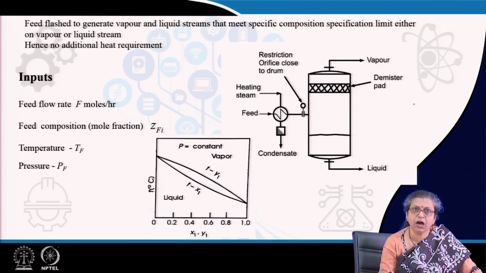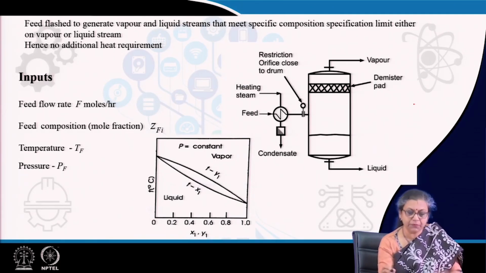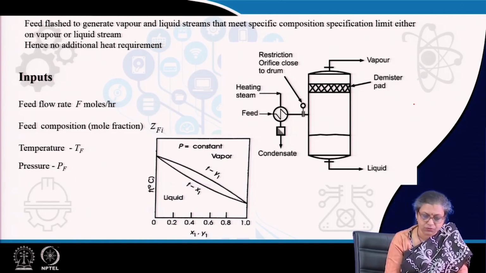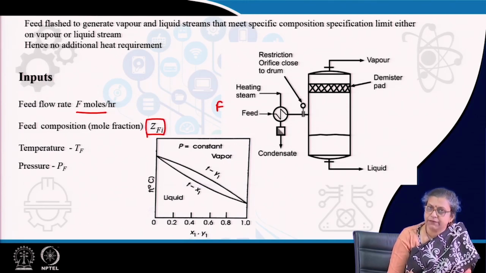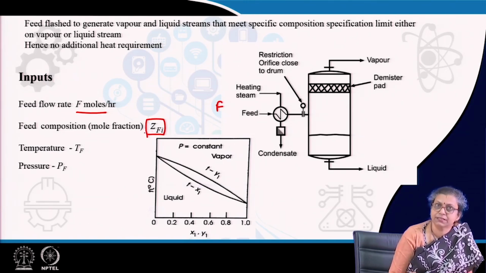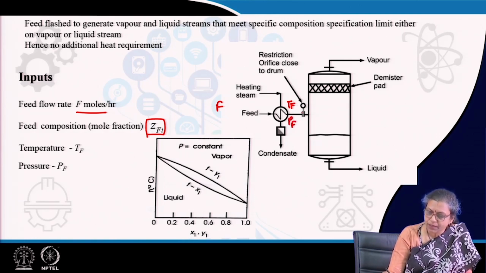So, now if we have to design this particular flash drum, tell me what are the inputs that we already know. Definitely we know the feed flow rate F, we know the composition ZFI. Again, just recollect, it is ZFI because it can be XFI or it can be YFI. So, we definitely know this. After the preheater, we know the temperature of the feed, we know the pressure of the feed. So, the feed enters here, right.